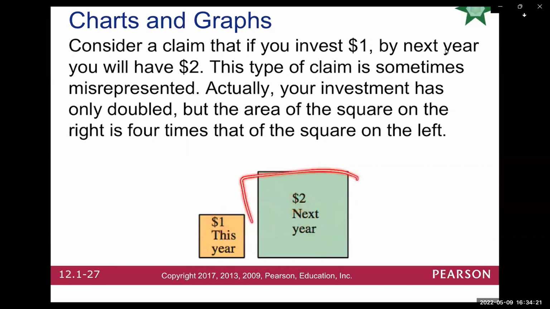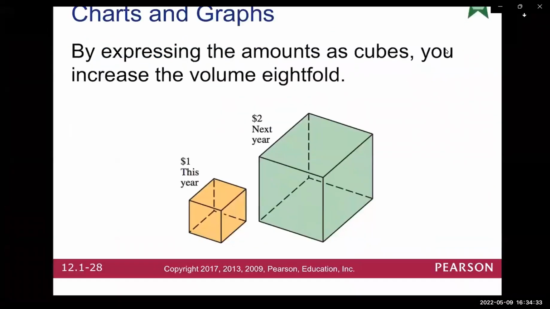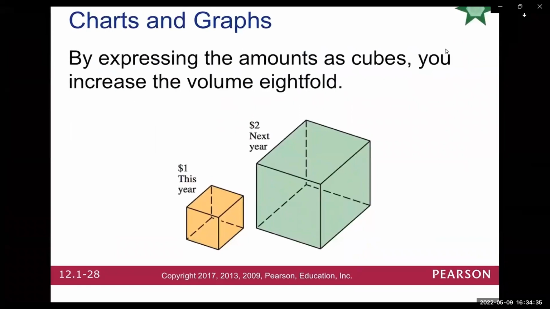So they can mislead you with shapes like squares. If you double the side, that means you're increasing the area by 4 times. So that's another way they can get you. Or if you use cubes, 3 dimensions, this is a 1 by 1 by 1 cube. So the volume is 1, 1 times 1 times 1.